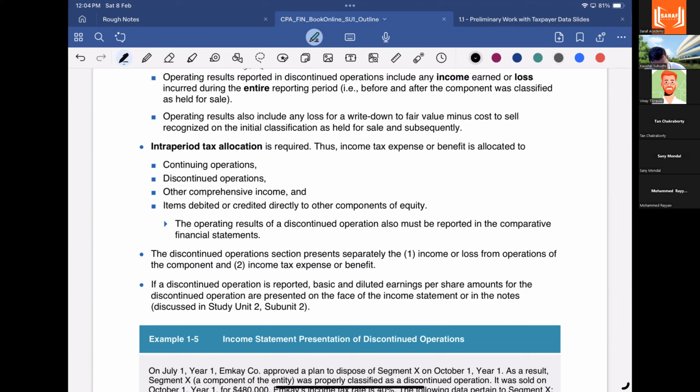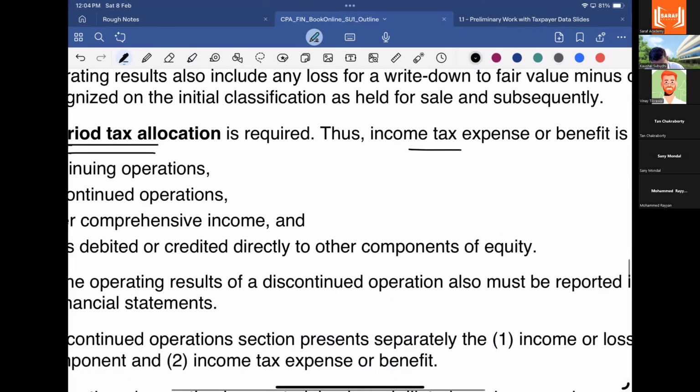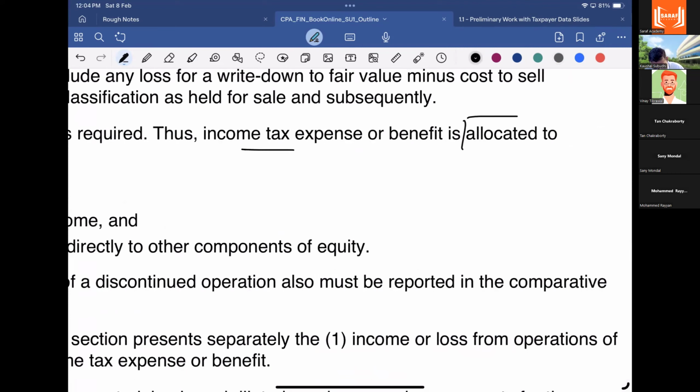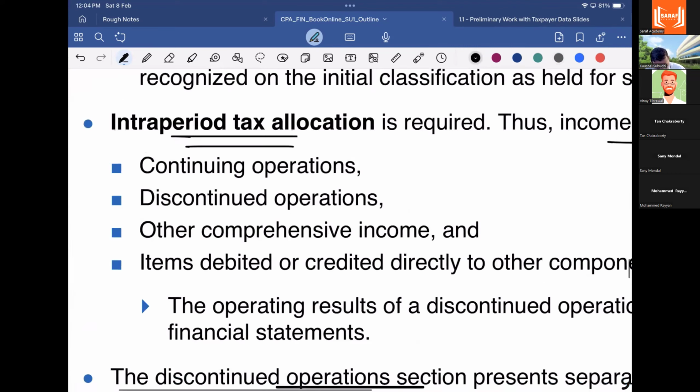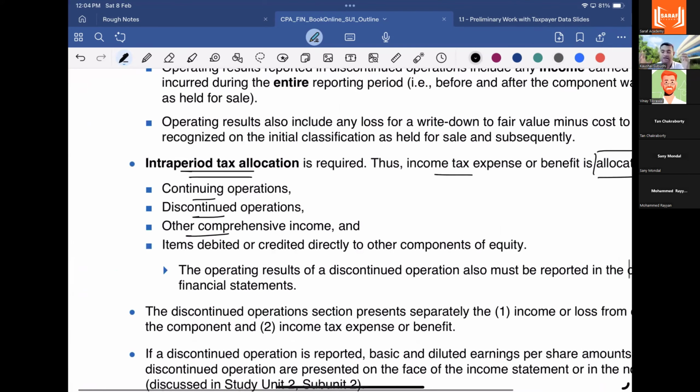तो वही चीज बोल रहे हैं यहाँ पे कि intra-period tax allocation का मतलब ये है कि income tax expense और benefit is going to be allocated to your continuing operations, discontinuing operations, OCI, or maybe any other items which are debited or credited directly to the components of equity.